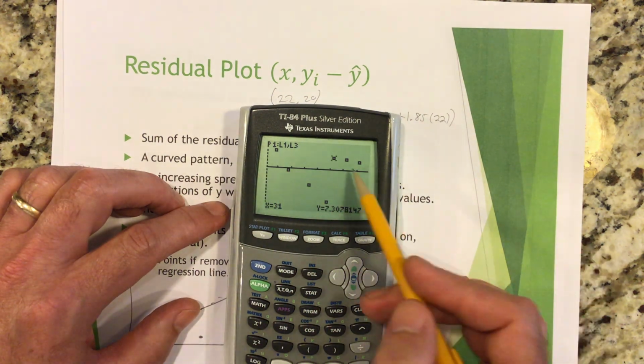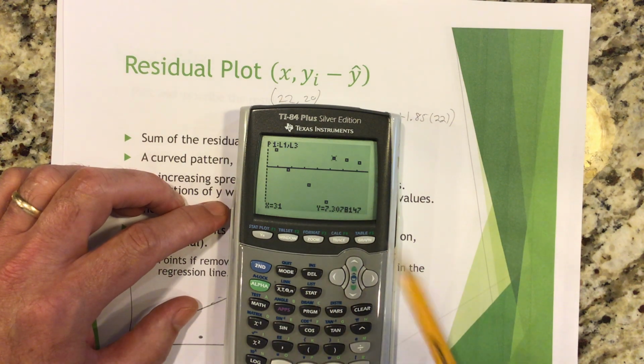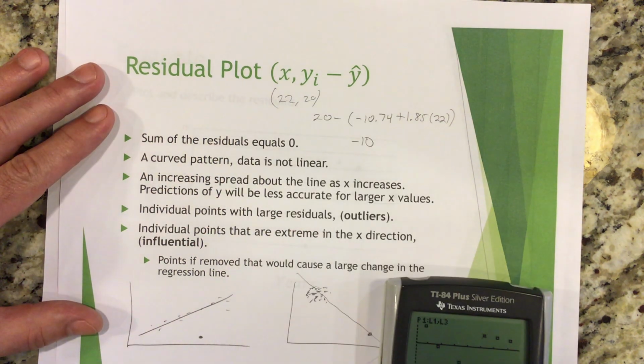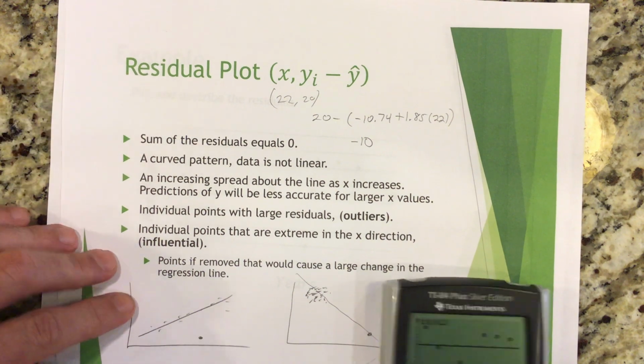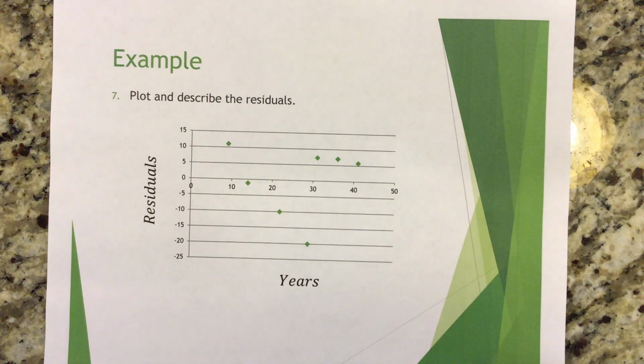So on and so forth, right? These people above the line, they've damaged their lungs more than we predicted, right? The people below the line have damaged their lungs less than we predicted. And that's how you make a residual plot. Okay. Now, the key thing on that residual plot is how do you read it?